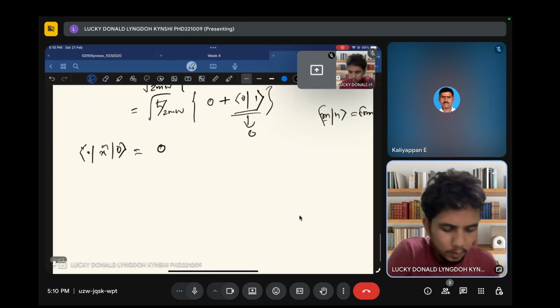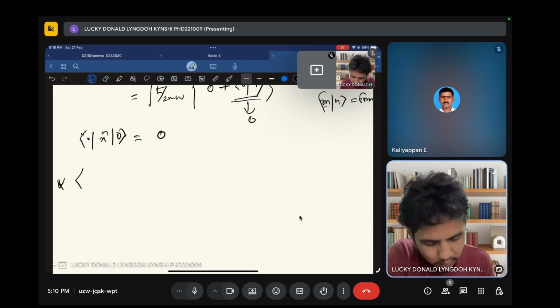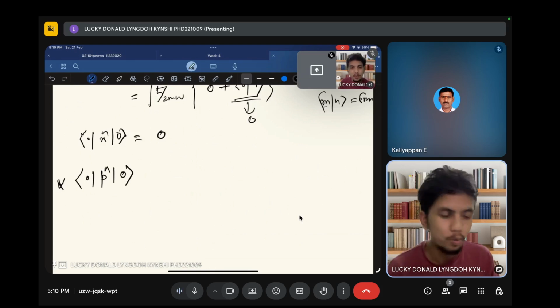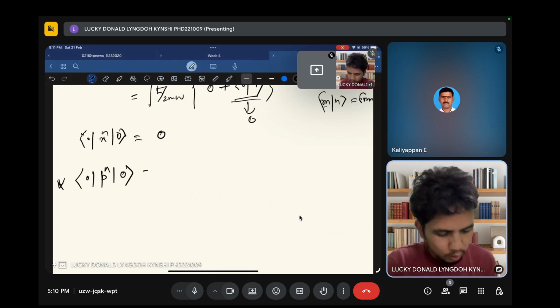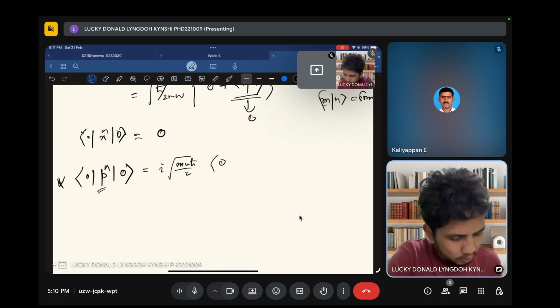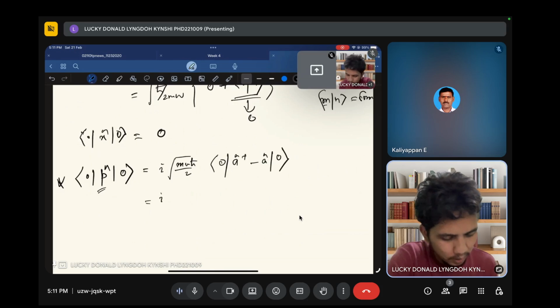Now what is the second? The second is <0|p cap|0>. If we have to find the momentum expectation value of the ground state, similarly here also we will write the same thing. You put in the value of p cap. P cap is already given to you in the question. You get i m omega h cross by 2, and then <0| a cap dagger minus a cap |0>. Here also you will get the same thing, i m omega h cross divided by 2.